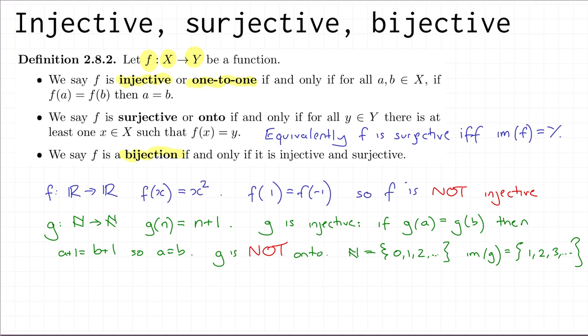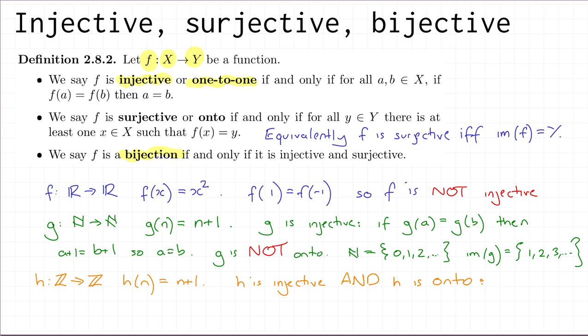Let's look at one final example then. Let's look at h, where h is going to go from the integers to the integers, and h is going to have the same rule as g did. So h of n is equal to n plus 1. So this function is injective for the same reason as g was injective. You could do exactly the same argument, but this time h is surjective, or onto.